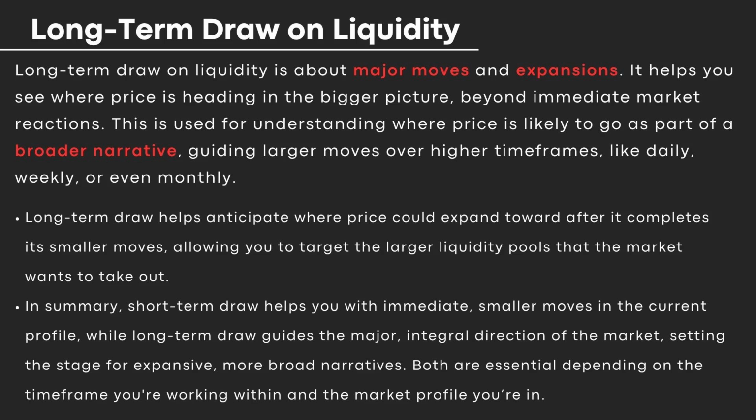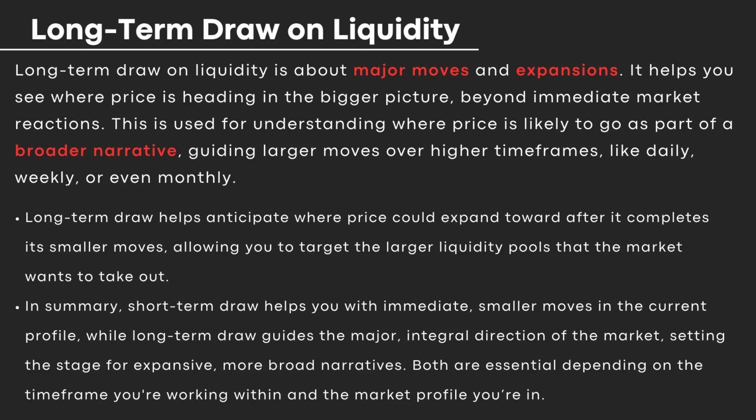Here is the summary. Short-term drawn liquidity helps you with immediate smaller moves in the current market profile, while long-term drawn liquidity guides you towards the major integral direction of the market and sets the tone and stage for major expansions and broader narratives. Knowing about both of them is essential and important, right? Both are also essential depending upon the time frame that you are looking at and working with, right?